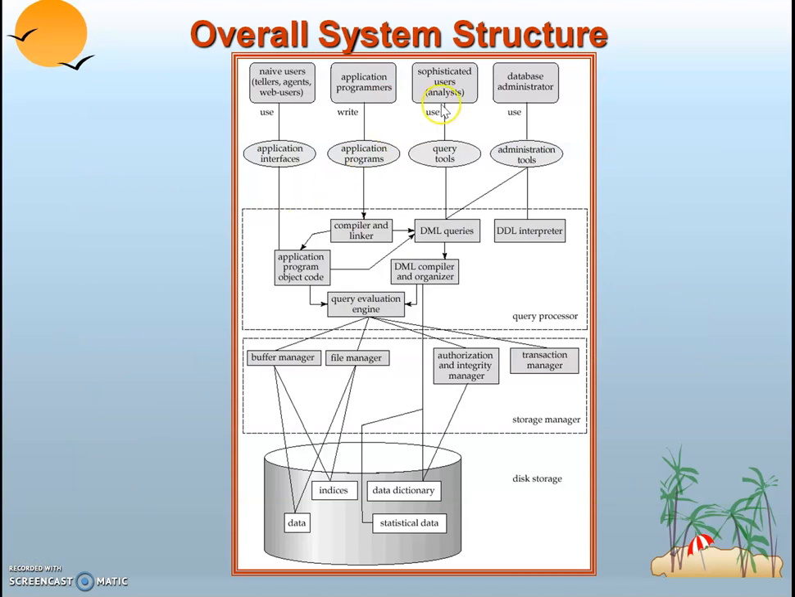So if we come back to the overall system architecture, naive users use the application interfaces designed by the application programmer, and through this interface they'll be in contact with the database through the application program object code. So they are not exactly going to write the code. All the features are already readily available in the application designed by the application programmers. And in the second case, application programmers write the code using programming languages like C, C++, COBOL, Java, .NET, etc. Using those languages, they would be implementing an application, and through it they'll be in contact with the compiler.